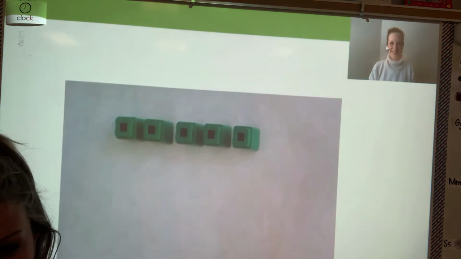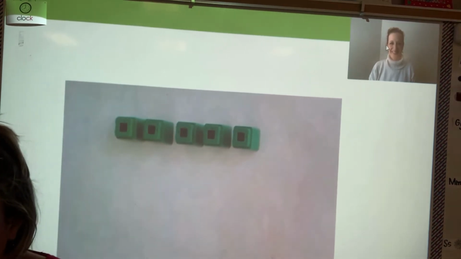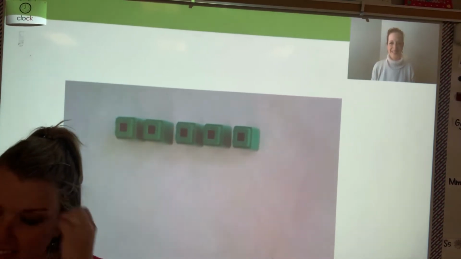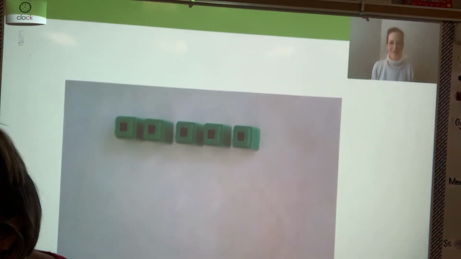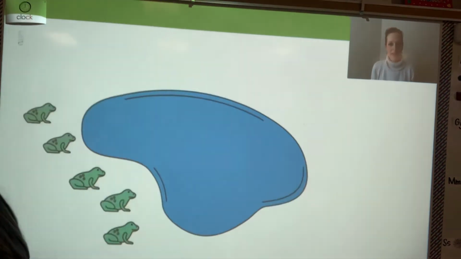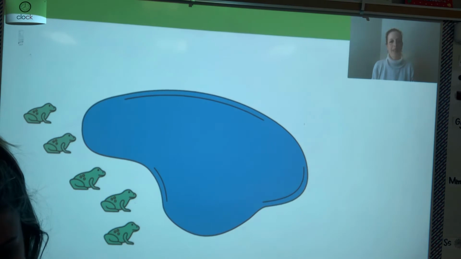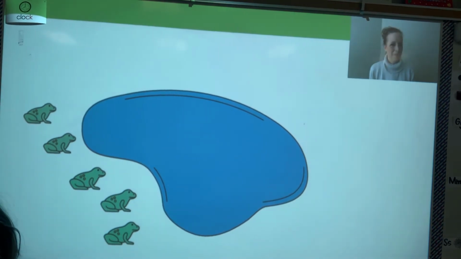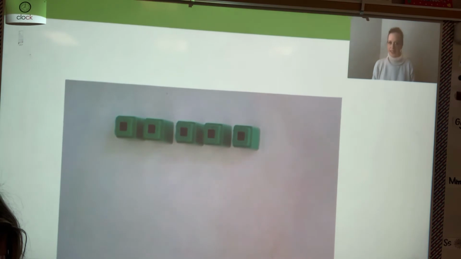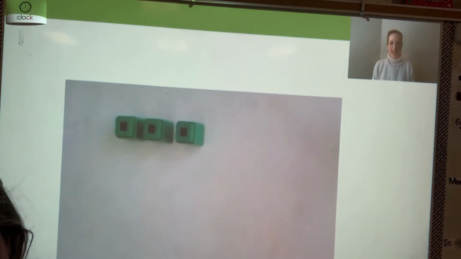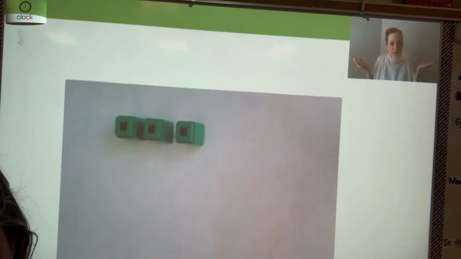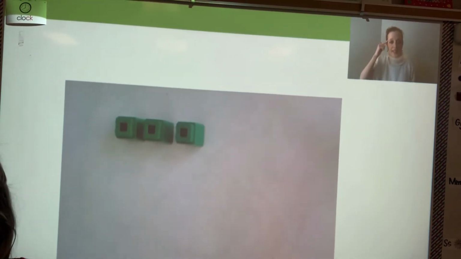Okay, so everyone should have their 5 frogs, right? Okay, let's push play. These frogs are sitting by the edge of a pond on a warm summer day. Can you see them? 2 frogs decide to go for a swim. Let's take 2 of our frogs away. So take them away. How many frogs are left? Show with your fingers. Say it. How many frogs are left? Show me.